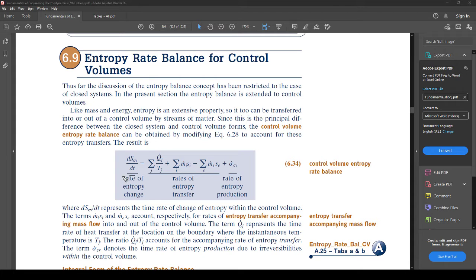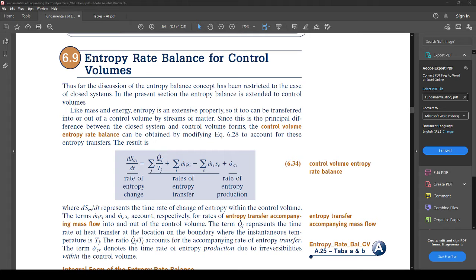So right here, this is still rate of entropy change, right? And this is heat transfer entropy, right, coming in. This is entropy coming in from the actual mass coming into the system and leaving. And this is the entropy production by the process. So we didn't change a whole lot.